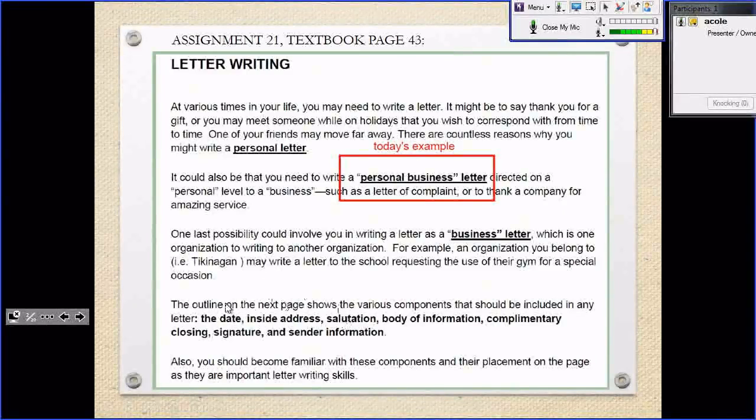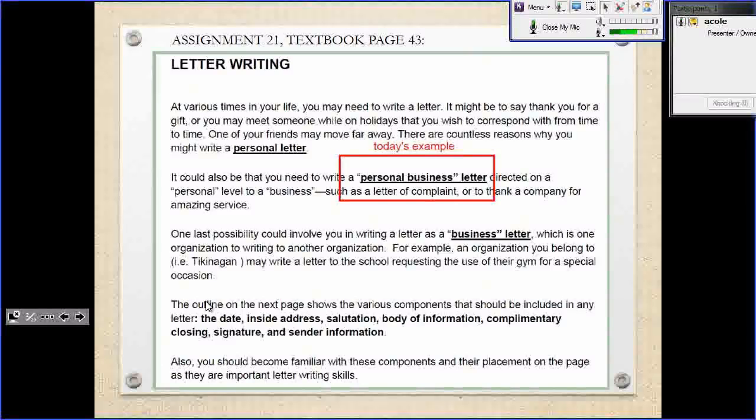All right, the outline on the next page, I'll let you look at your textbook for that, shows the various components that should be included in any letter: the date, inside address, salutation, body of information, complimentary closing, signature, and sender information. You should become familiar with these components and their placement on the page, as they are important letter writing skills.